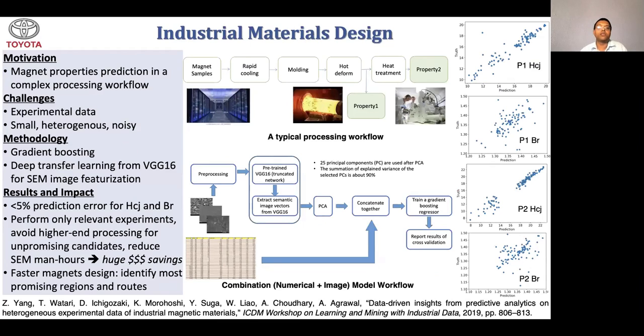industrial materials design. So as I said, we've been working with some industry partners to try to help them integrate these techniques into their workflows. This is one example with Toyota. In this figure, you see a typical processing workflow. We have some materials, and they go through a series of processing steps like rapid cooling, molding, hot deformation, and heat treatment, and we can measure the properties at different points.